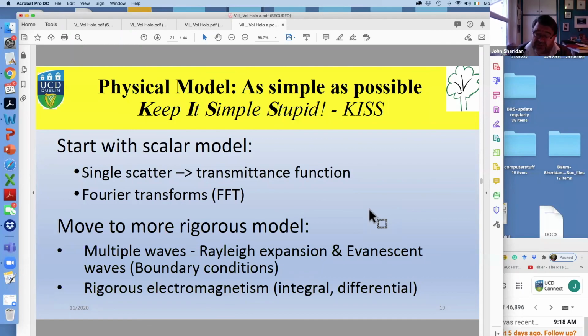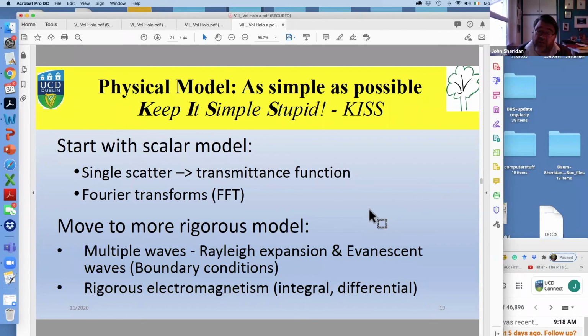And in terms of designing a system or looking at the effects in a system, using something like this as a starting point can give you very good insights into where you want to go and what you want to do. But as we said, there are a whole range of effects, especially when you get strong diffraction, thick gratings, where you've got to start thinking about rigorous models, whether these are multiple wave models with radii expansion, maybe including evanescent waves and boundary conditions, or whether they're rigorous electromagnetic models, integral or differential.